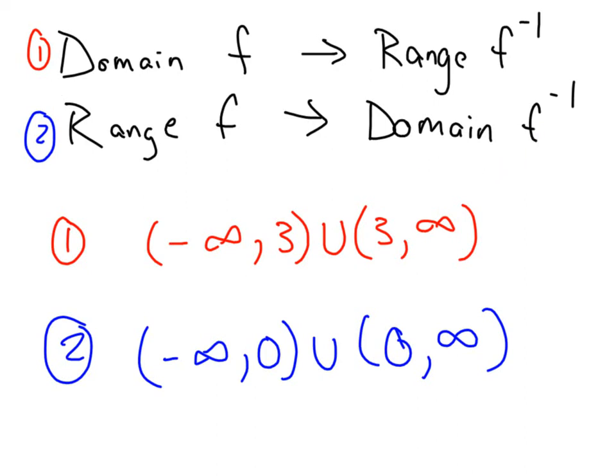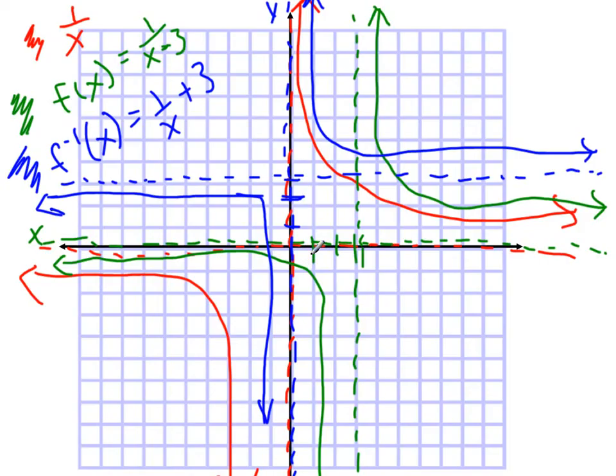So let's take a look at f inverse. Our domain, we have, let's see, the x's. So negative infinity until we hit 0, and then 0 all the way to infinity. And we're looking at the blue function there.